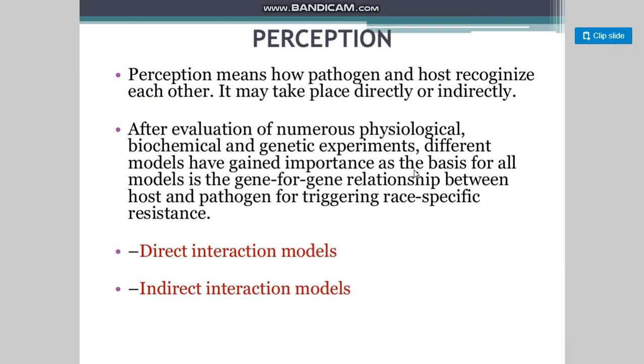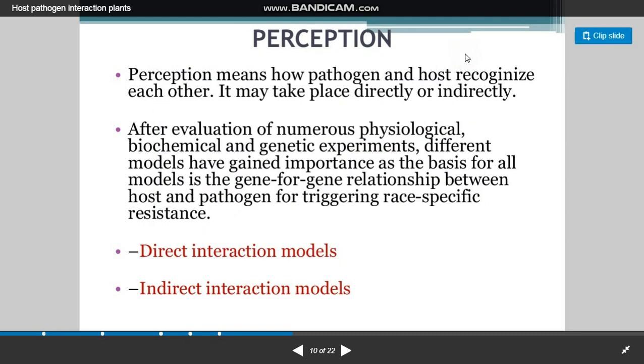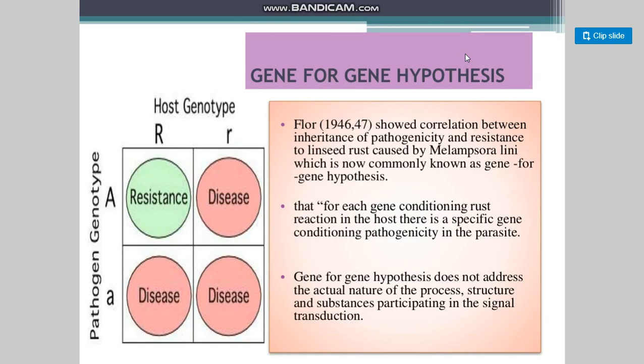Perception means how pathogen and host recognize each other. It may take place directly or indirectly. After evaluation of numerous physiological, biochemical and genetic experiments, different models have gained importance as the basis for all models in the gene for gene relations between host and pathogen for triggering specific resistance. These are the two models: direct interaction models and indirect interaction model.